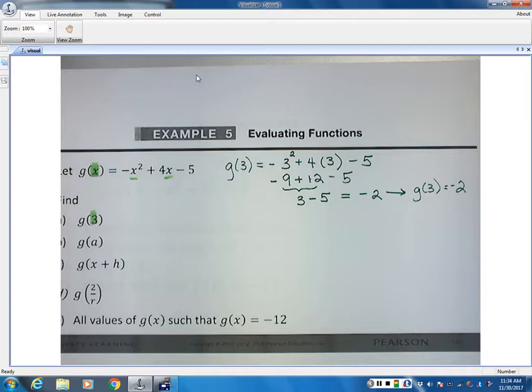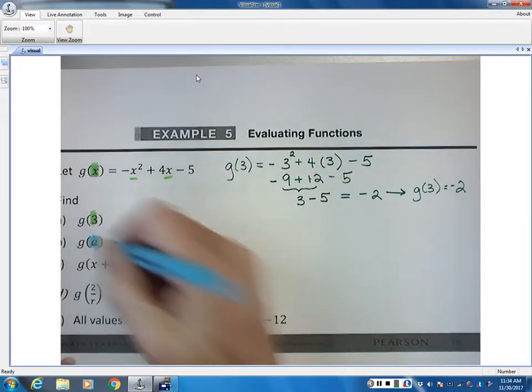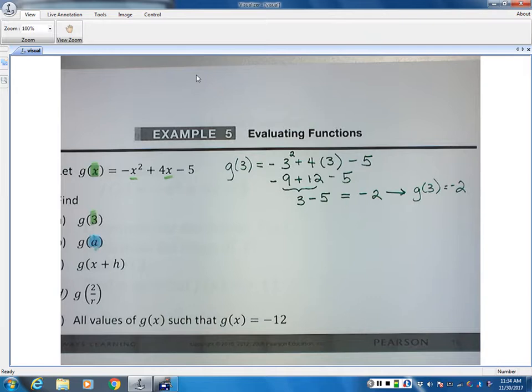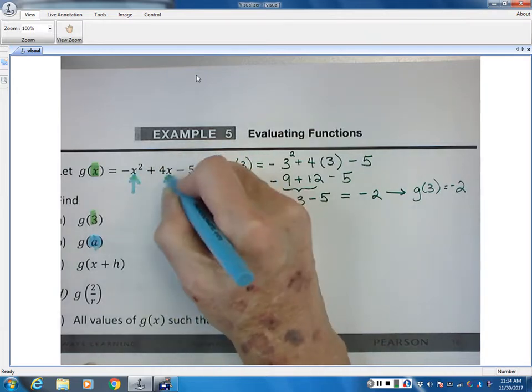We're really not doing anything different when we find g of a, except that in some ways we're going to take a and put it in for x. That's all we're going to do.